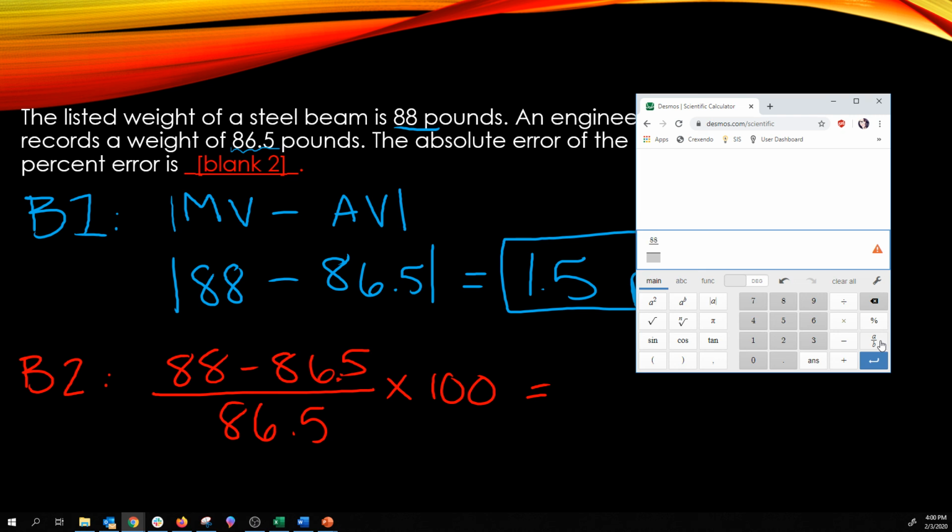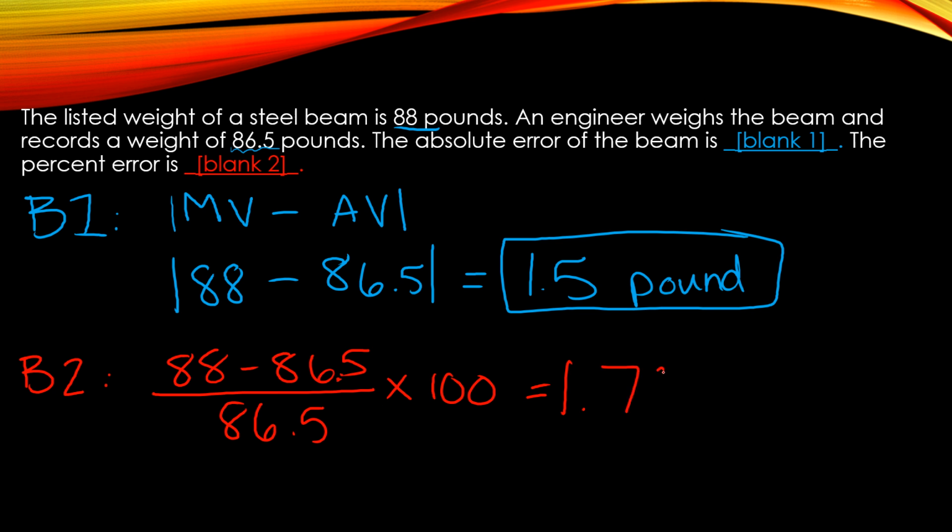So I can do 88 minus 86.5 over 86.5, and I'm going to multiply all of this by 100. And when I do that, I get this long decimal, but let's round it to the nearest tenth. So it looks like this is 1.7%. So it's 1.5 pounds off of the listing, and it's 1.7% off of what it should be. It should be a little bit more than what we got.